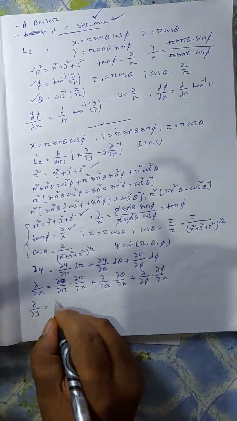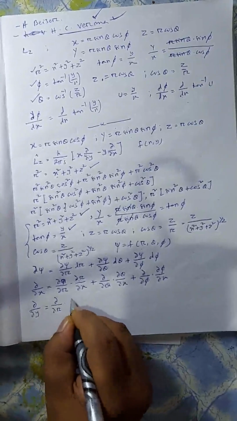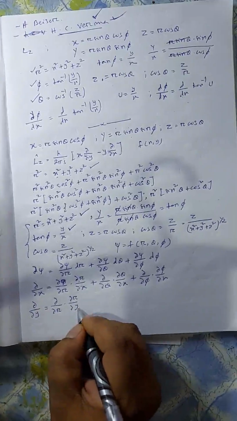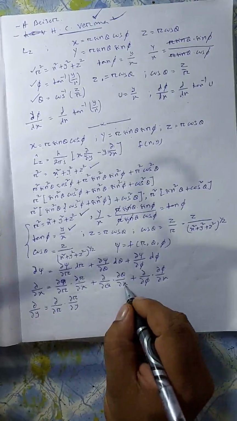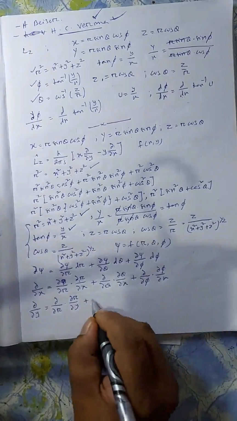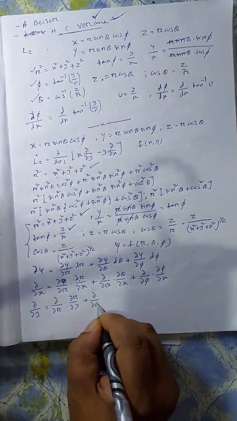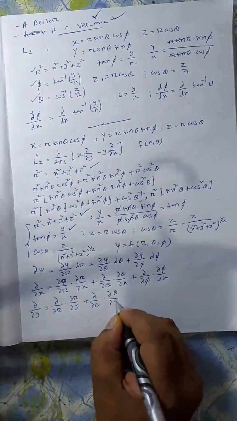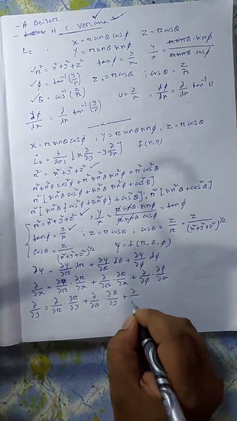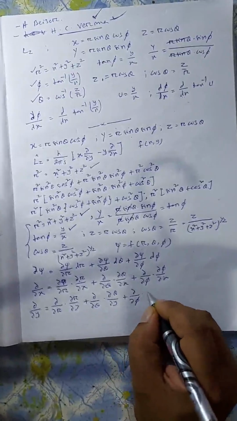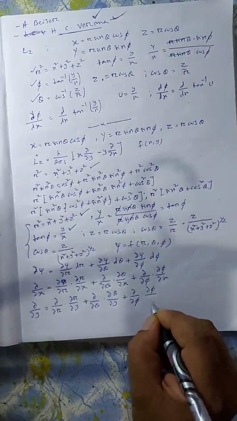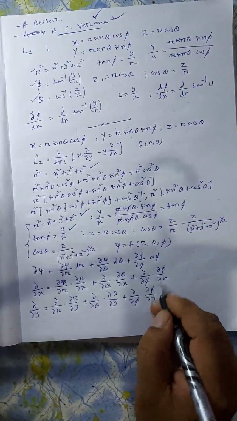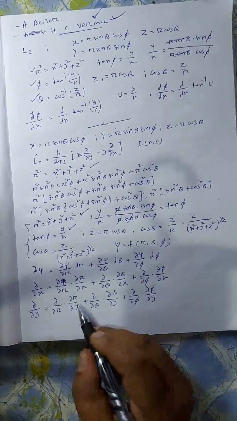Similarly we can find out dou by dou y by the same process: dou by dou r into dou r by dou y, in place of x we write y. Plus dou by dou theta into dou theta by dou y, plus dou by dou phi into dou phi by dou y. This is how the three such equations we get.